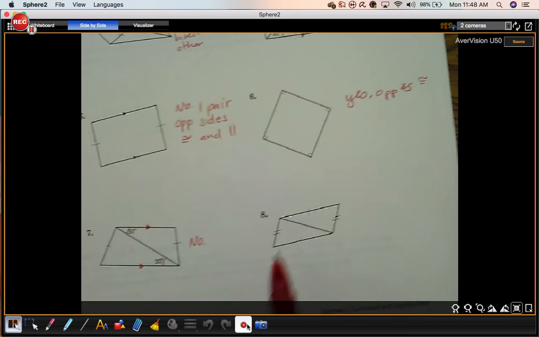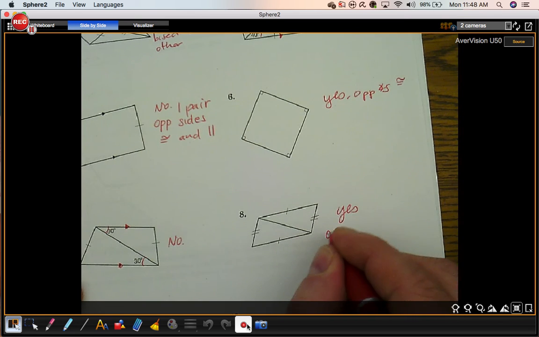Number 8 is yes. Opposite sides congruent.